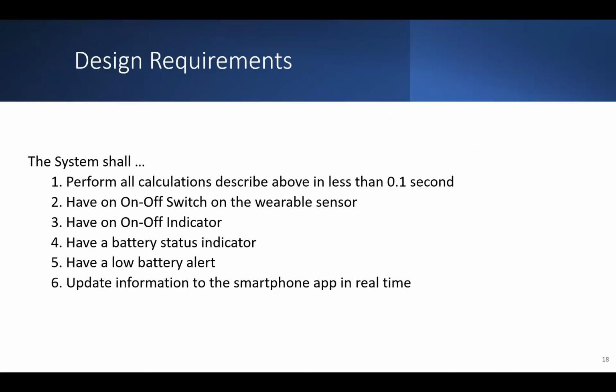Next is our design requirements. It'll be able to perform calculations very quickly, in 0.1 seconds. It will have an on and off switch for the wearable sensor. It will also have an on and off indicator. It will have a battery status indicator as well as a low battery alert. And it will be able to update the information to the smartphone app in real time.